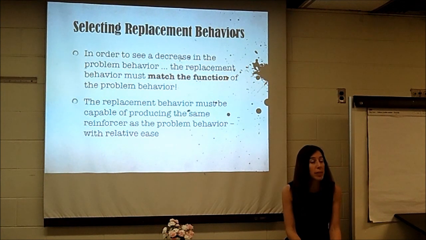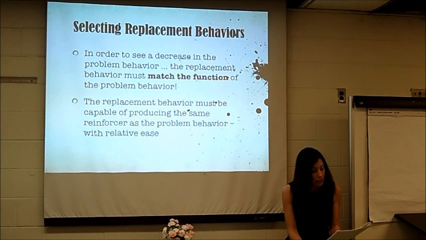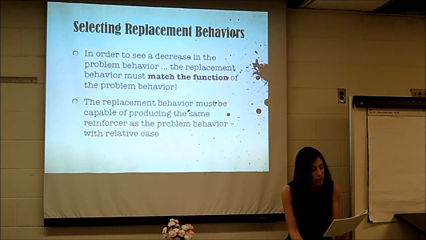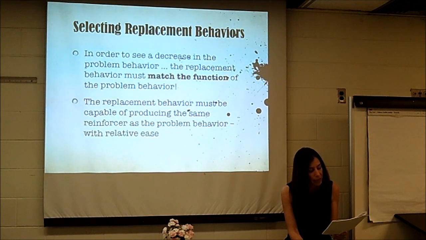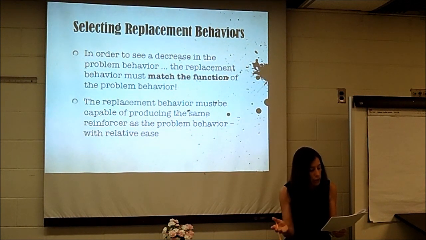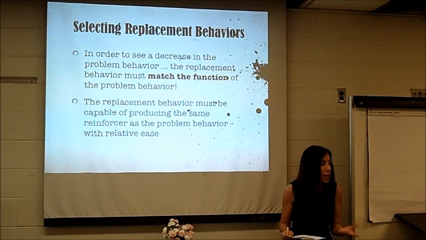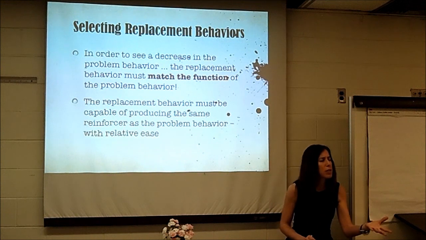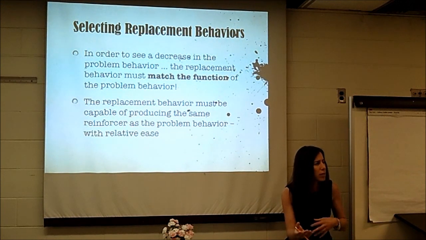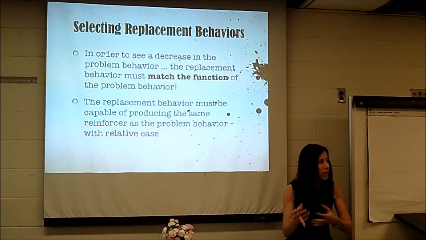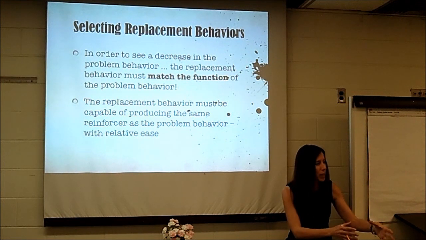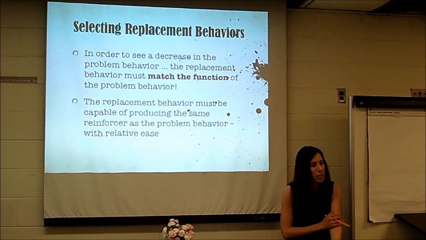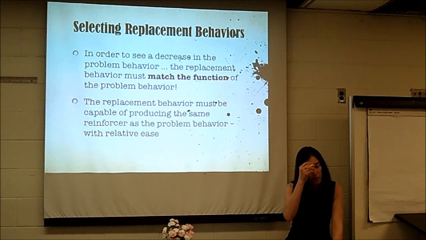When you're selecting replacement behaviors, in order to see a decrease in the problem behavior, the replacement behavior must match the function of the problem behavior. And again, this is an area where sometimes people jump the gun and say, oh, he's doing this, why don't we just have him do this? If they don't match the function, it's not going to really affect the behavior that we want to decrease. So it is important to really know the functions.